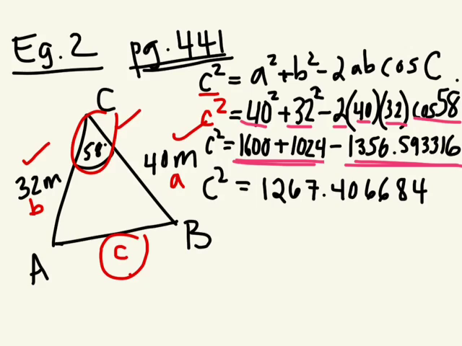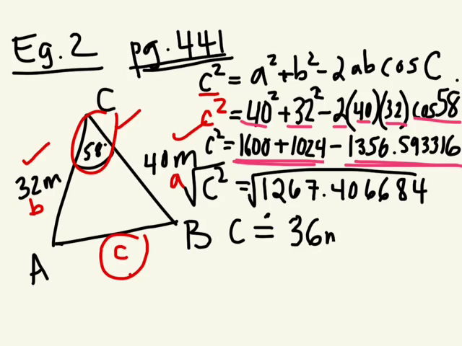1,267.406684. How do I solve for c? Square root. And let's round it to the nearest whole number. We get approximately 36 meters.